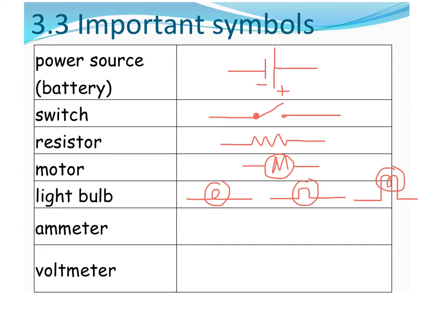Now an ammeter, that's a super important instrument to measure your current intensity. We're going to do a circle with the capital letter A and its wires, and the voltmeter is an important instrument to measure the voltage in a circuit, also called potential difference. So that's a capital V in a circle.